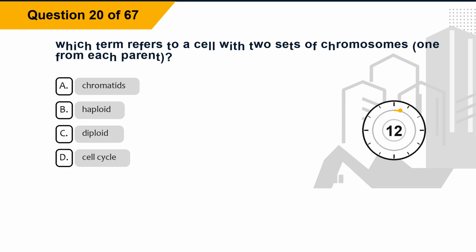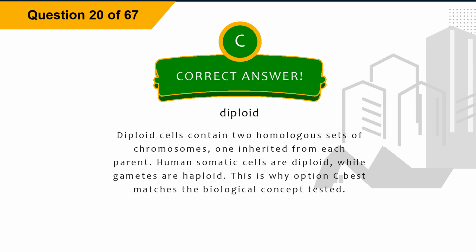Question 20. Which term refers to a cell with 2 sets of chromosomes, one from each parent? Option A, chromatids. Option B, haploid. Option C, diploid. Option D, cell cycle. The correct answer is option C, diploid. Explanation: diploid cells contain 2 homologous sets of chromosomes, one inherited from each parent. Human somatic cells are diploid, while gametes are haploid. This is why option C best matches the biological concept tested.